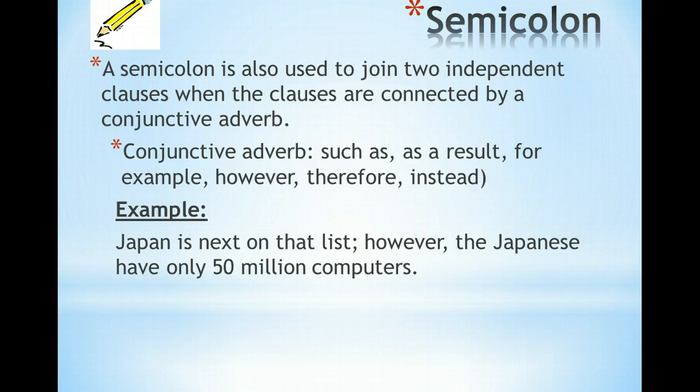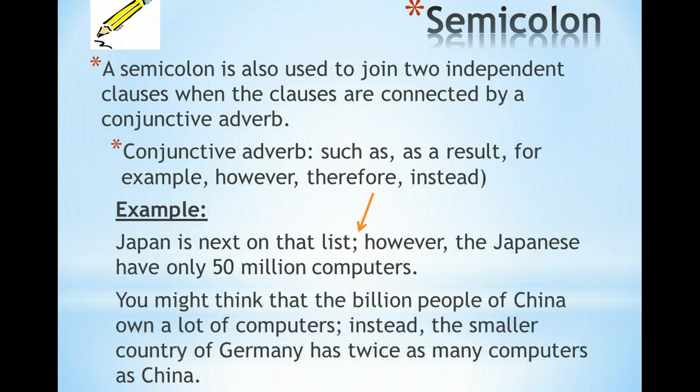Okay, so example: Japan is next on the list; however, the Japanese have only 50 million computers. So you'll see the semicolon there. And then another example, you maybe just write down one. You don't have to write down both of these since the second sentence is gigantic. But maybe write down just the first one so you can see how you can use that conjunctive adverb in the sentence. And then the second one just says, you might think that the billion people of China own a lot of computers; instead, the smaller country of Germany has twice as many computers as China, which is odd.